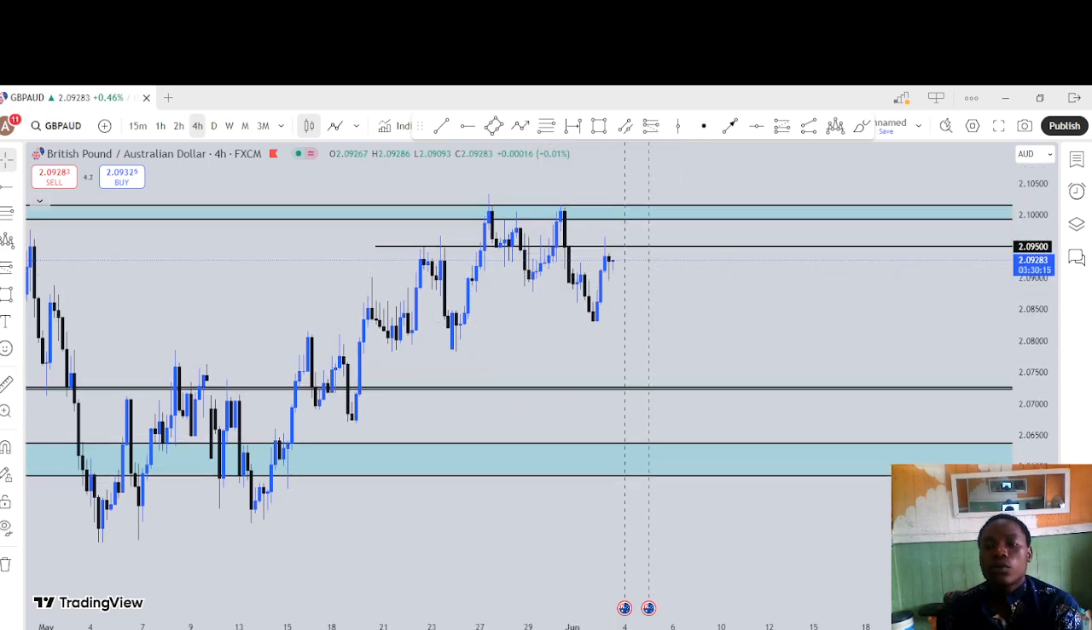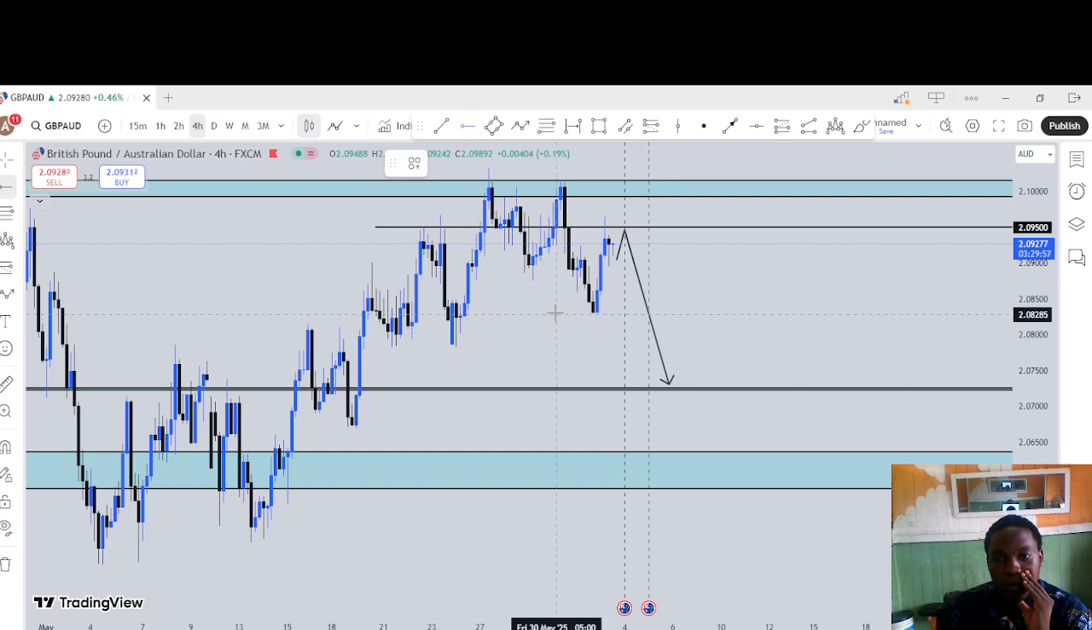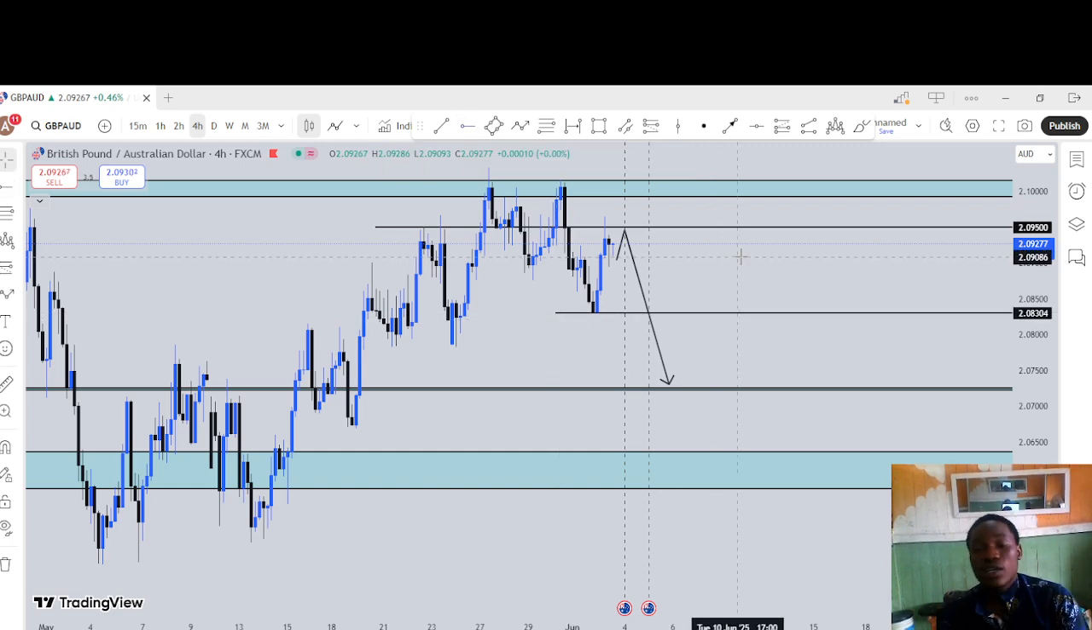So on the 4 hour, we need to see the market. I don't like this retracement. I want the candle to really show it, so I will know truly we are dropping. Once we get probably a double top here, then we might drop, and this will be our first TP. So that's all about that, guys.